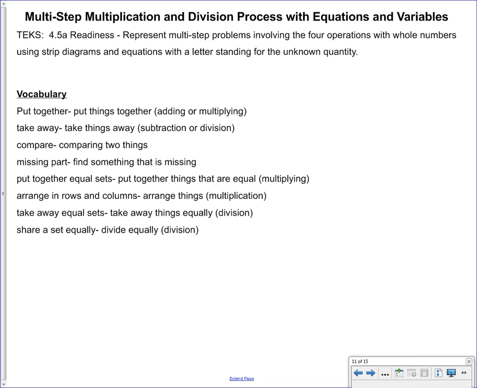Alright, this video is going to cover some multi-step problems with multiplication and division. And we'll even discuss the role that parentheses play in an equation. Here are some vocabulary words that you may hear. Go ahead and pause the video to make sure that you're familiar with them.